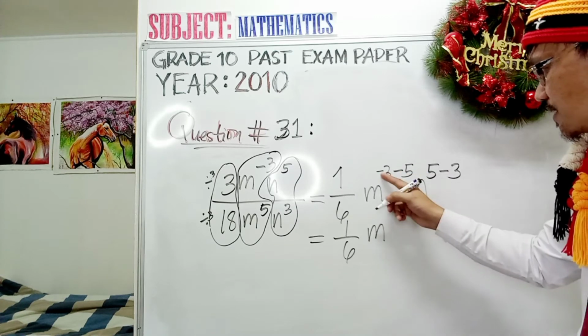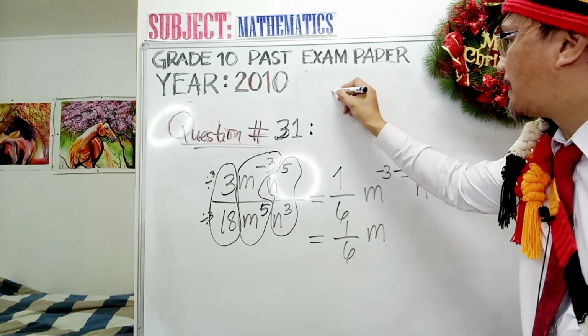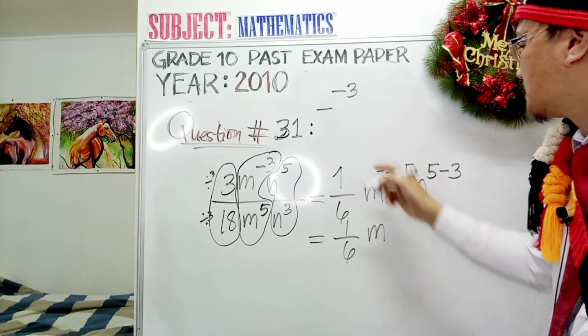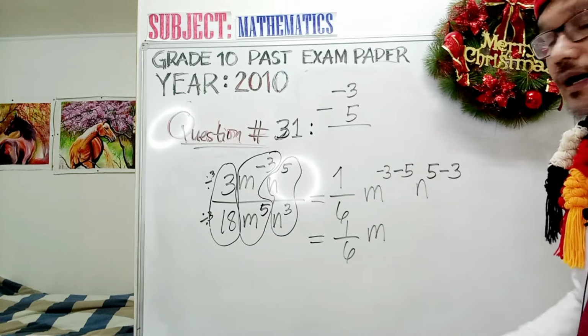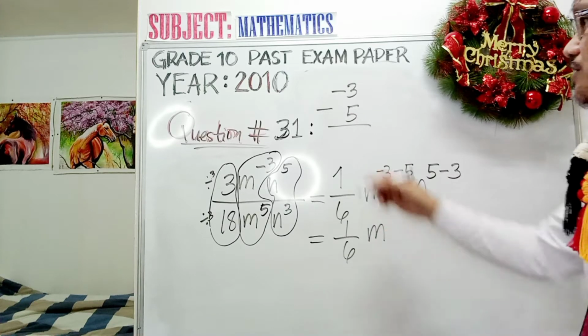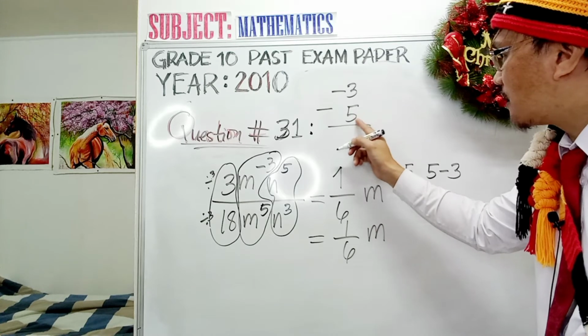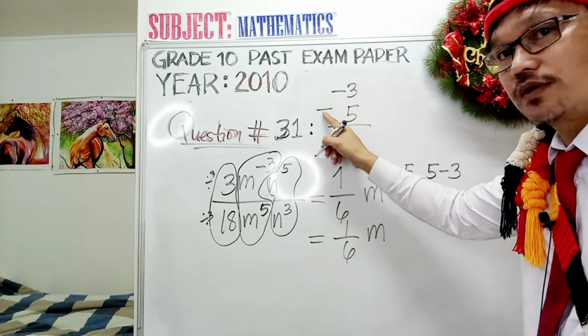The correct answer is, this is integers, negative 3 minus positive 5. When you subtract integers, you are going to change the sign of the second number, and then you proceed the operation to addition.